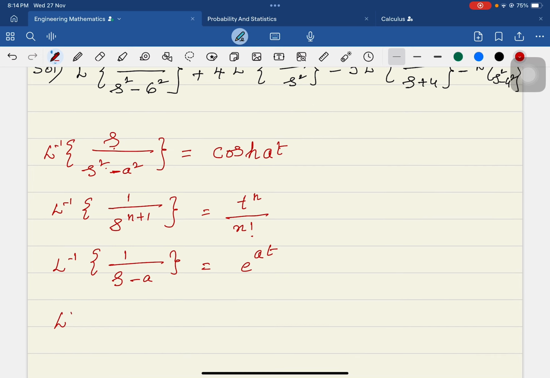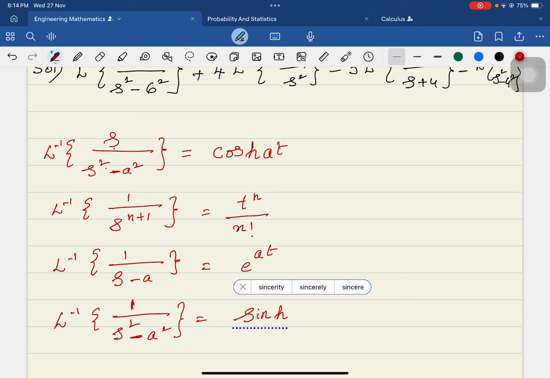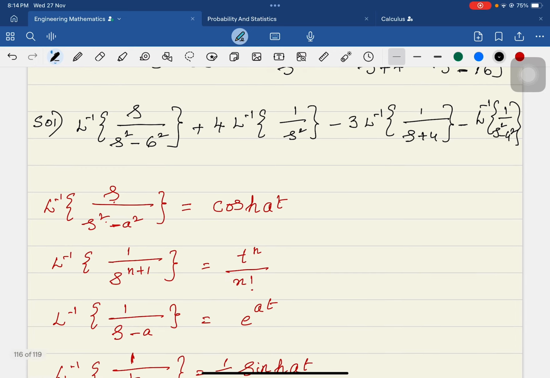What next you have? L inverse of 1 over S square minus A square. Since there is 1 in the numerator and S square in the denominator, immediately it should flash, it is sine. But there is minus here, so hyperbolic, so sine hyperbolic. But since it is sine, it should be divided by A or multiplied by 1 over A. These are the formulae which we are going to implement here in the problem. So what we get here, let us try to understand. This is cosine hyperbolic 6t.